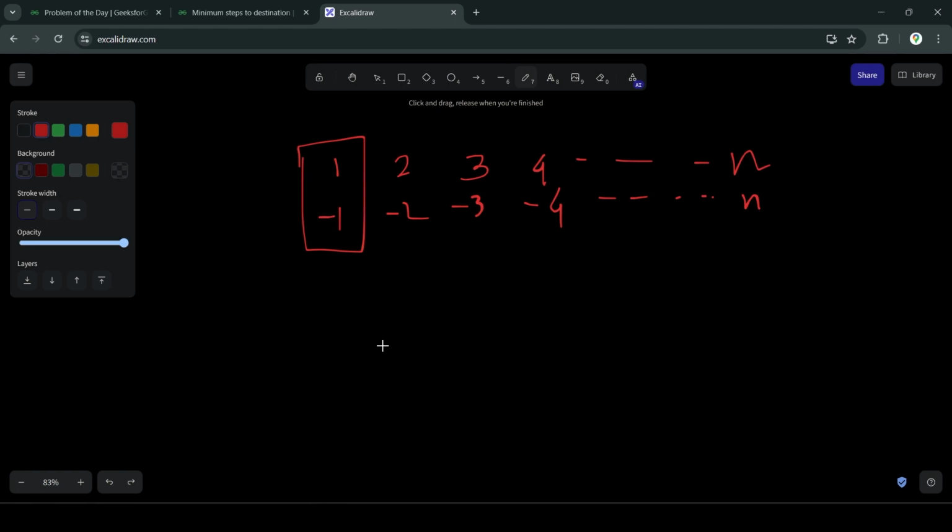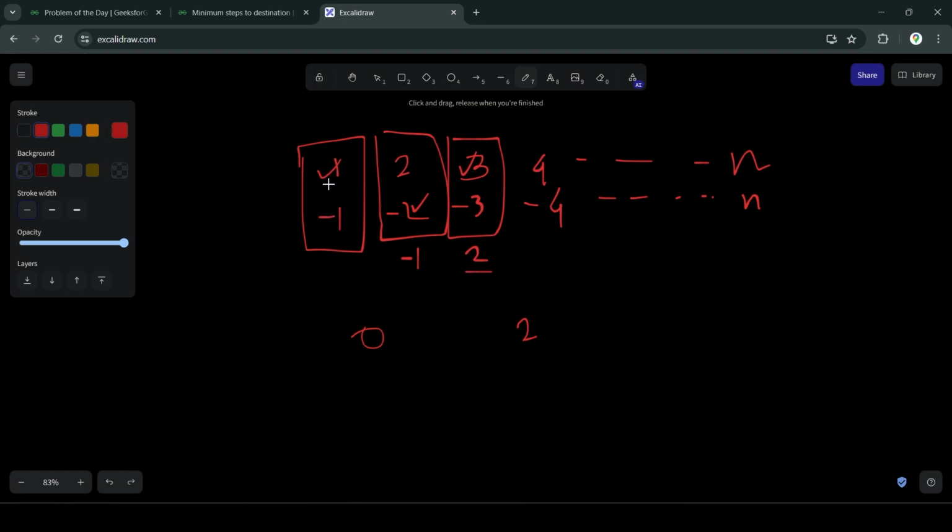So in the question, they asked to make the destination 2 from 0. So what can be the options? For the first option, you can take this one, and for the second option, you can take this one, and the sum will be minus 1. And for the third option, you can choose this, that will be 2, and that will be our answer.